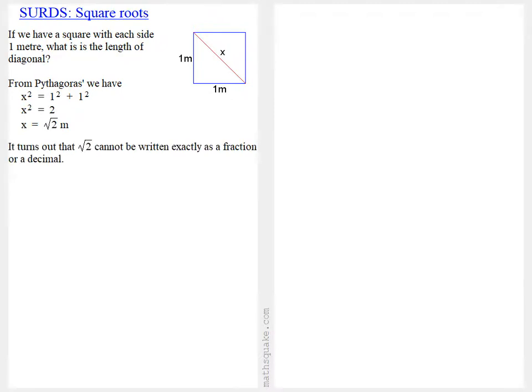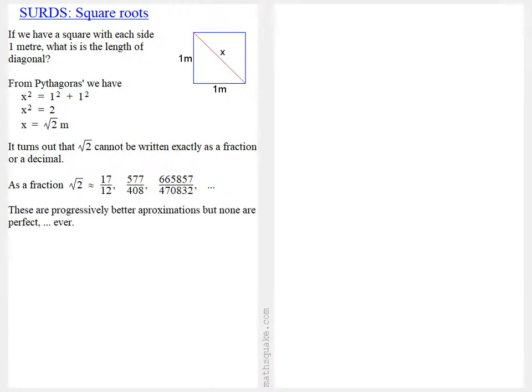It turns out that the square root of 2 cannot be written exactly as a fraction or as a decimal. As a fraction, the square root of 2 can be written approximately as 17 over 12. A better approximation is 577 over 408, and we can improve it again as 665,857 over 470,832. And we can go on getting better and better approximations. These will get progressively better, but none are perfect.